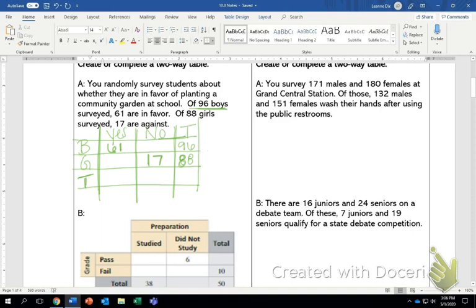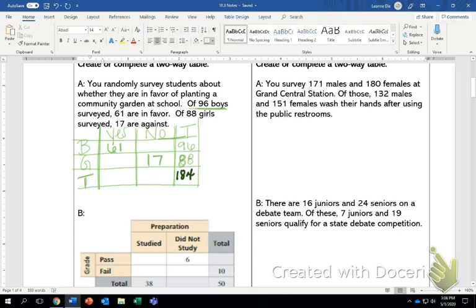And I'm going to go ahead and just erase all the extra. I don't need anything below or beside this. So I'm going to, first off, ask myself, well, how many people in total were surveyed? So I would say 96 plus 88 is going to equal 184. So I know 184 people were surveyed in total.